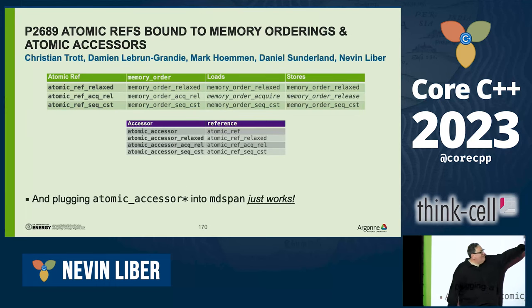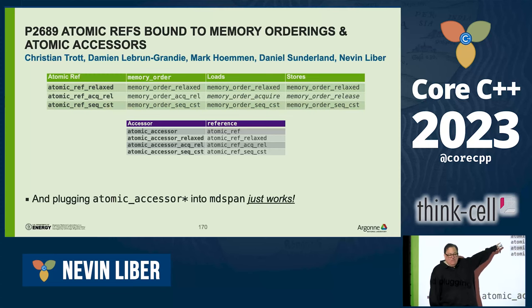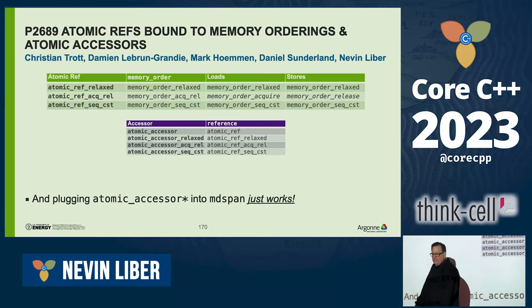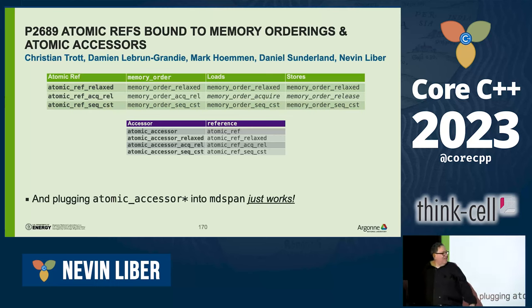Right? You have an atomic accessor. The only difference between that and default accessor is we've changed the reference from a T ampersand to atomic ref. Atomic accessor relax uses atomic ref relax. And you plug them in, they just work. This shows the power of, we think we got MDSPAN mostly right. I think right, but we don't want to say 100% anything.